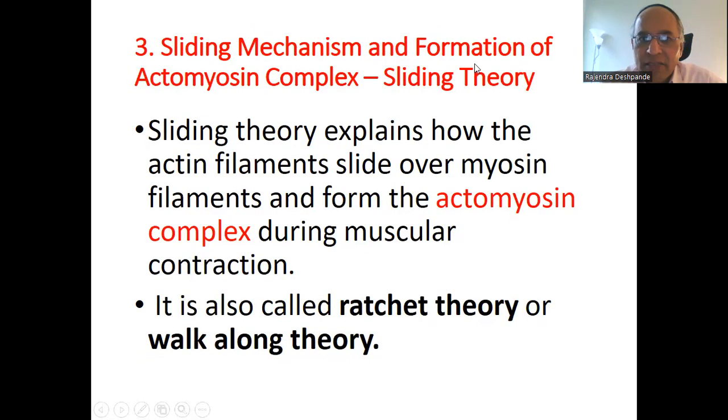Now, sliding mechanism and formation of actomyosin complex. This is called as a sliding theory. Sliding theory explains how the actin filaments slide over the myosin filaments and form the actomyosin complex during the muscle contraction. This particular theory is also called as a ratchet theory or walk along theory. Walk along, sliding or walk along theory.